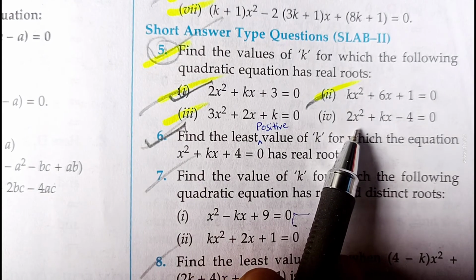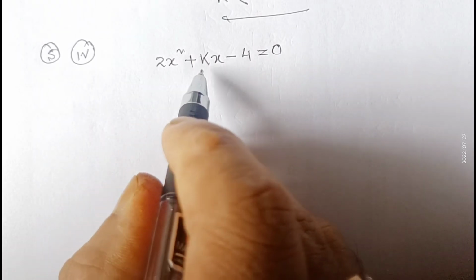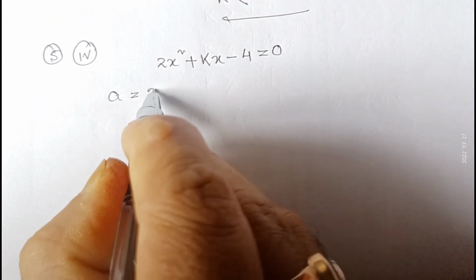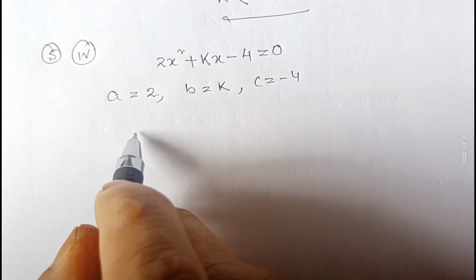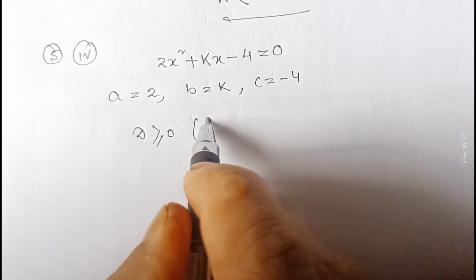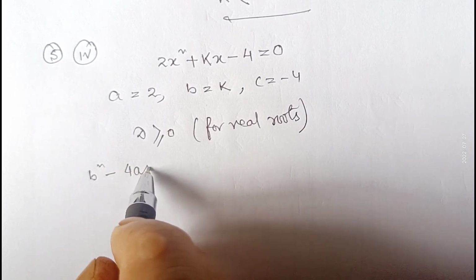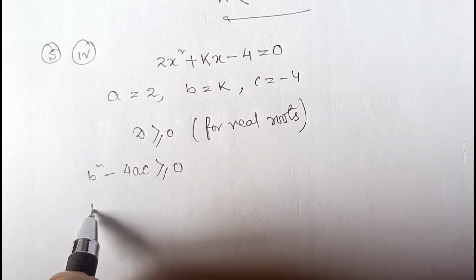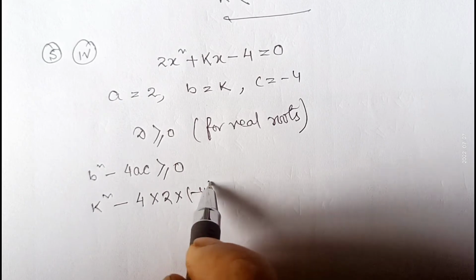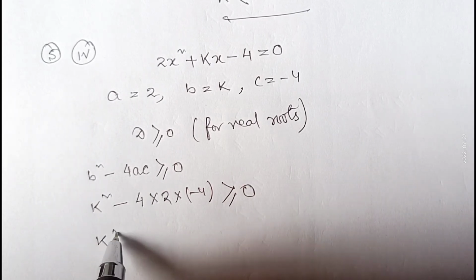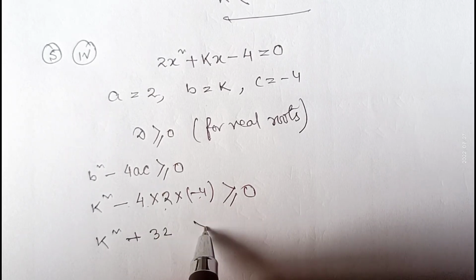Here the equation is 2x square plus kx minus 4 equals 0. If you compare this equation with ax square plus bx plus c equals 0, then a will be equal to 2, b will be equal to k, and c will be equal to minus 4. For real roots, D is greater than or equal to 0. Now D is b square minus 4ac, so b square minus 4ac is greater than or equal to 0. Here b is k, so k square minus 4 into 2 into minus 4 is greater than or equal to 0. So k square plus 4 into 8, that is 32, is greater than or equal to 0.